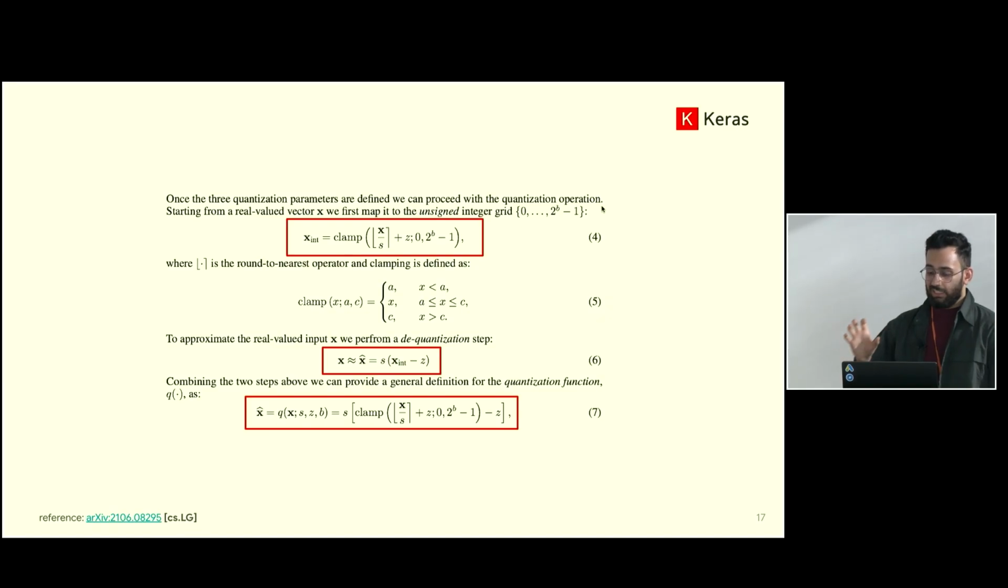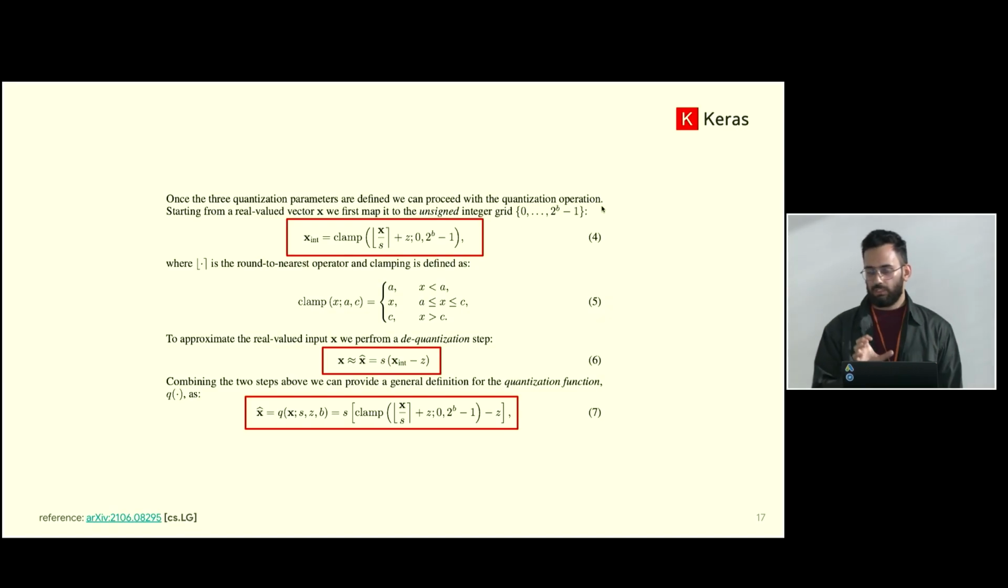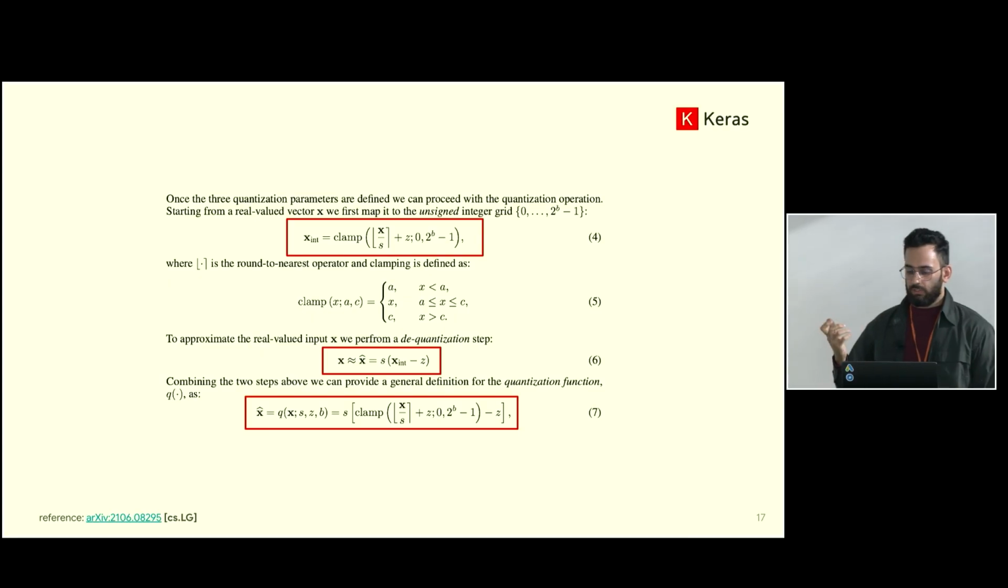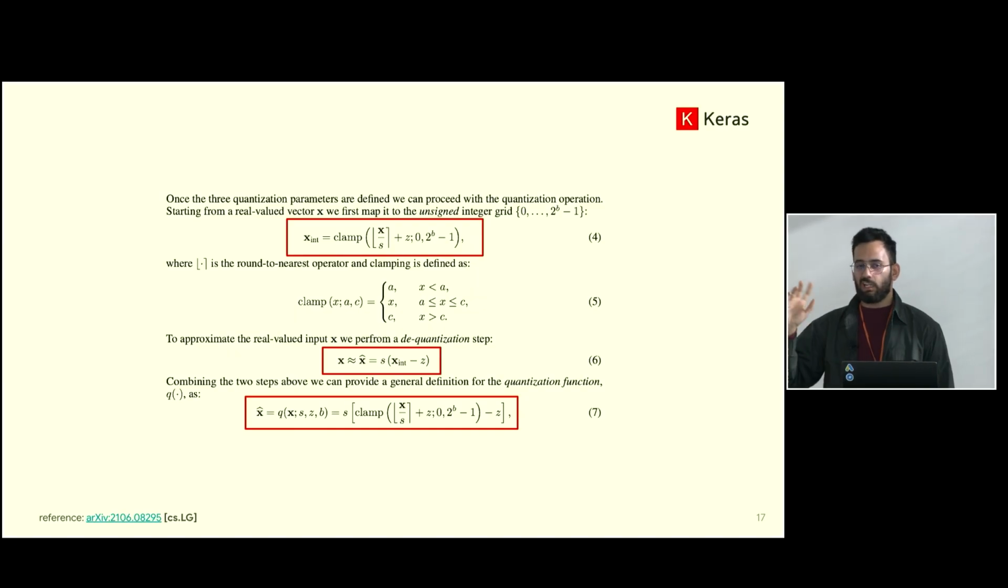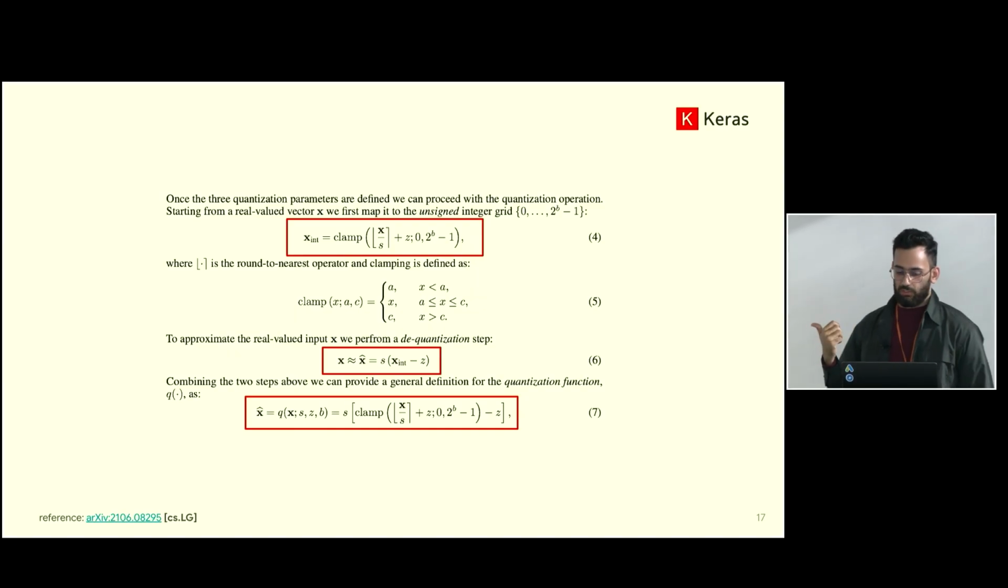So in case the value of this computation falls outside of the representable range of your integer number line, you just clamp it there. This clamp operation is usually available as the clip operation, so you might know it as the clip operation if you've done some machine learning before.